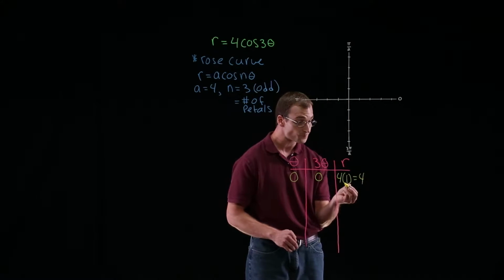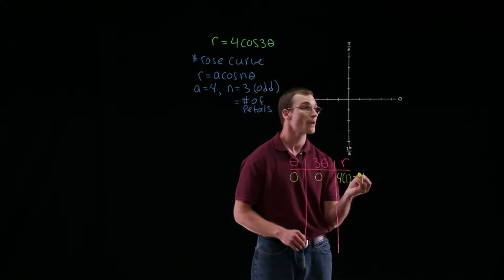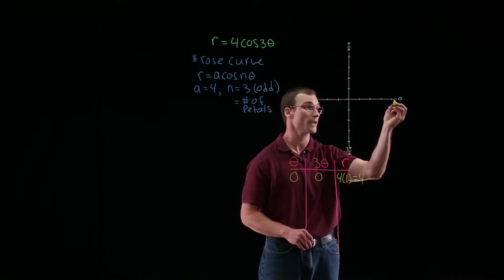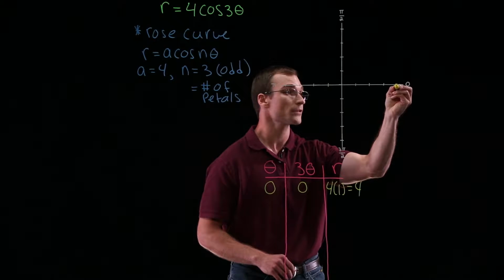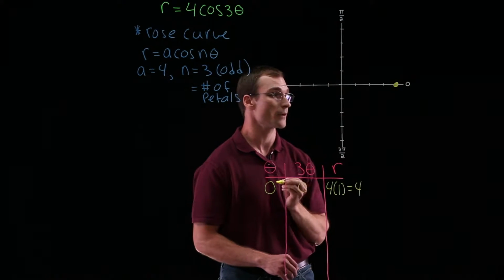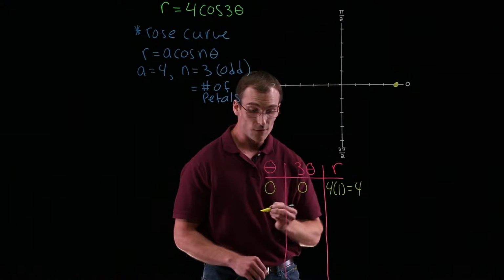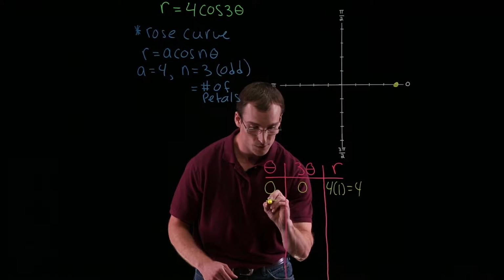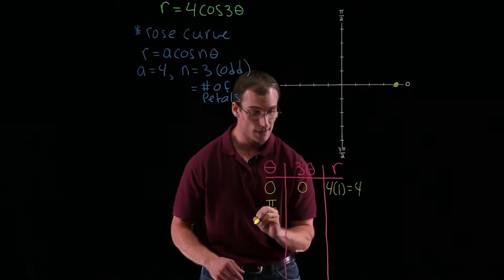So that gives us our first polar point. At angle 0, going out along 0 radians, we're going to go out a distance of 4. So our starting point will be about here. Now to generate the rest of our points, we'll count by theta in increments of pi over 6. So next we'll go to pi over 6.